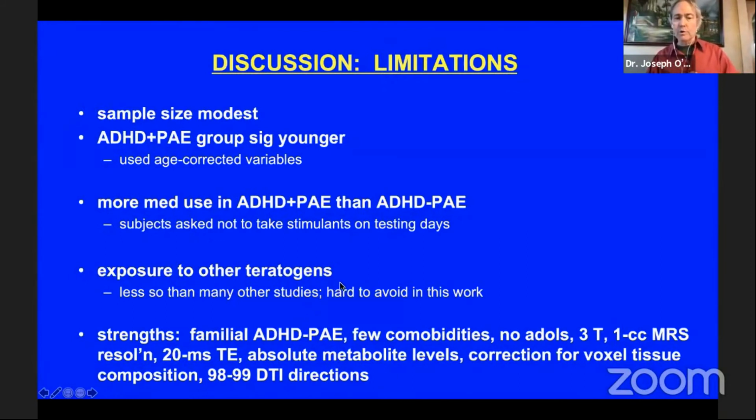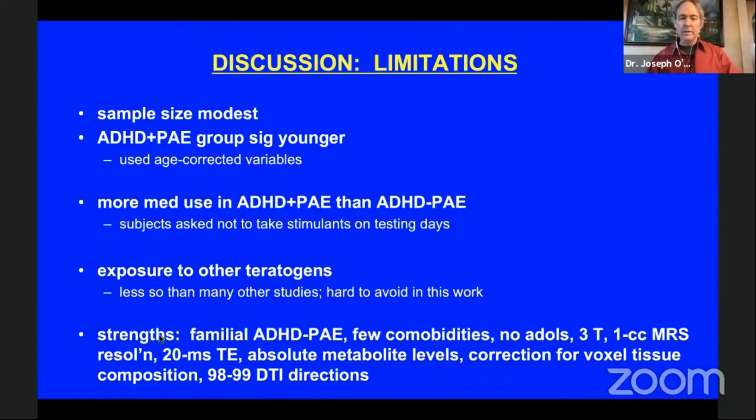There was exposure to other teratogens in the ADHD+PAE group. That's hard to avoid in this kind of work. It's very typical. If you had drinking during pregnancy, you may have smoking during pregnancy, you may have marijuana, you may have other drugs, but the degree of it was rather less in our sample than in many other published studies.